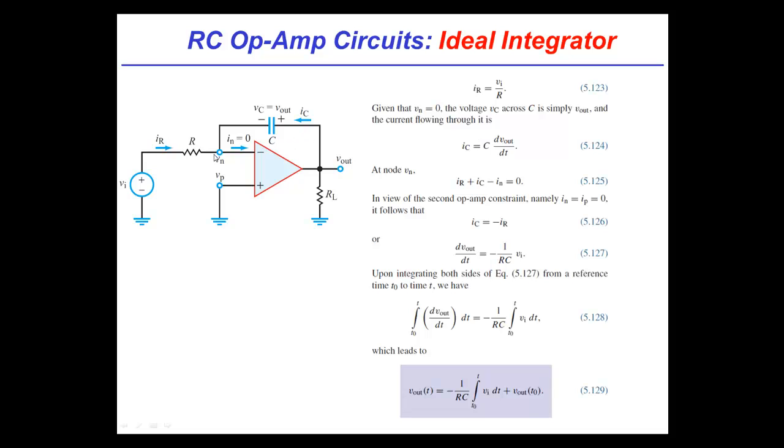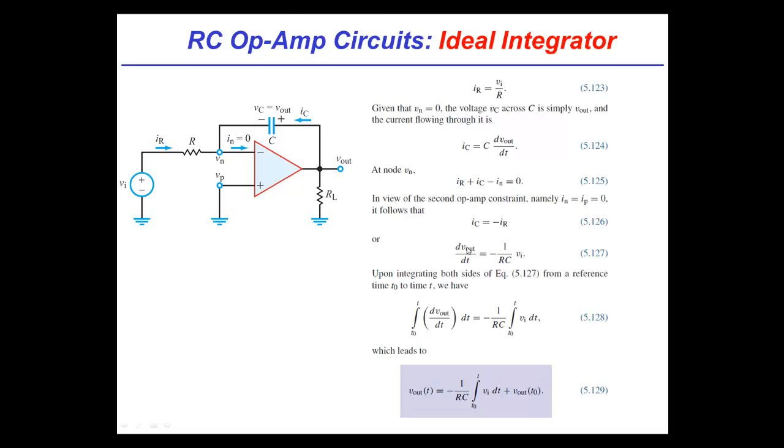Now, KCL tells us that at this node, IR, IN, and IC must obey KCL. So IR plus IC minus IN equals 0. But we also know IN is 0, which quickly tells us that IR plus IC equals 0. Now we have expressions for both of those. We know that IR is VI over R. We know that IC is C dV out/dt. We have it this way, and we clean it up a little bit.